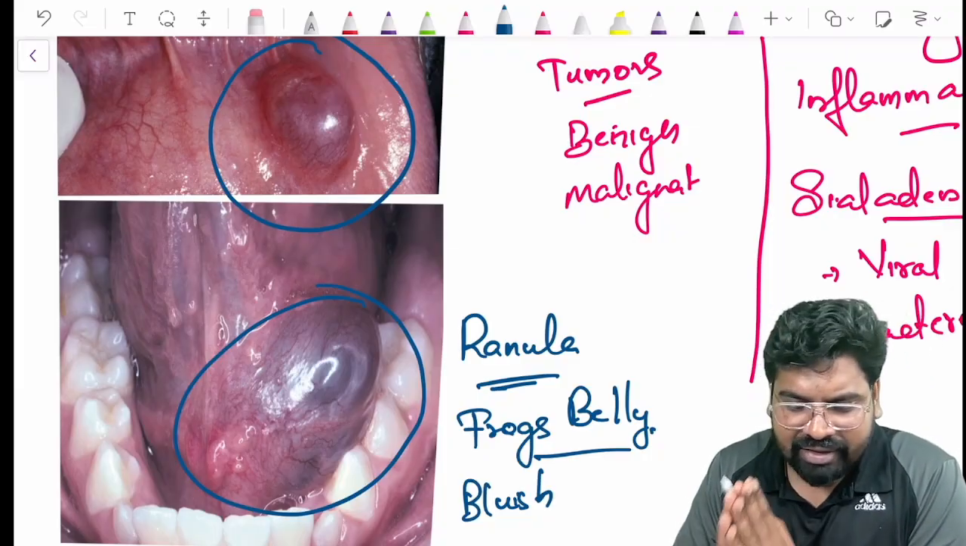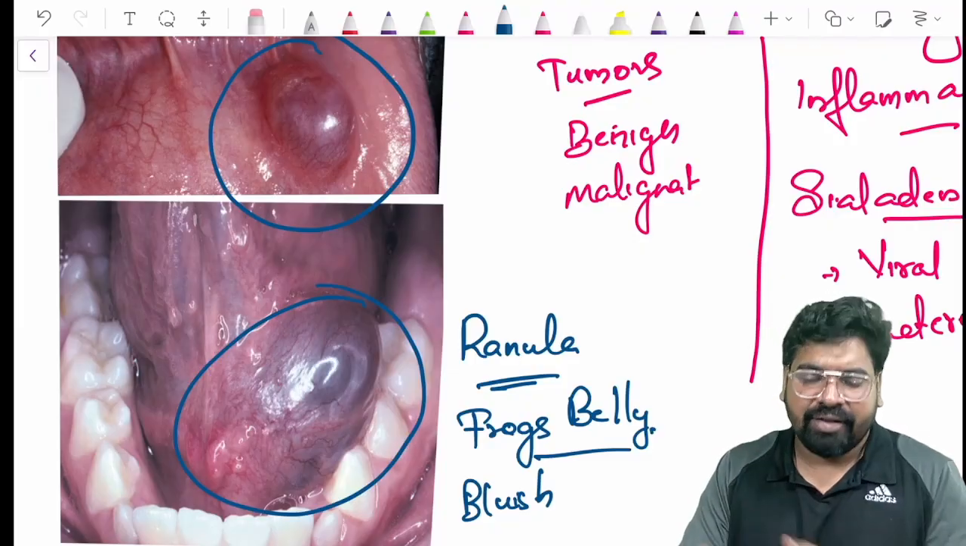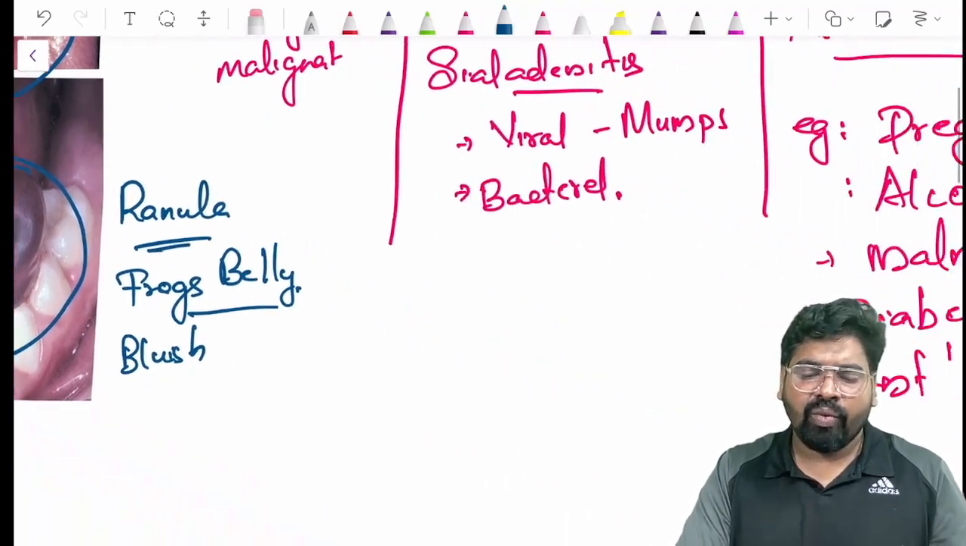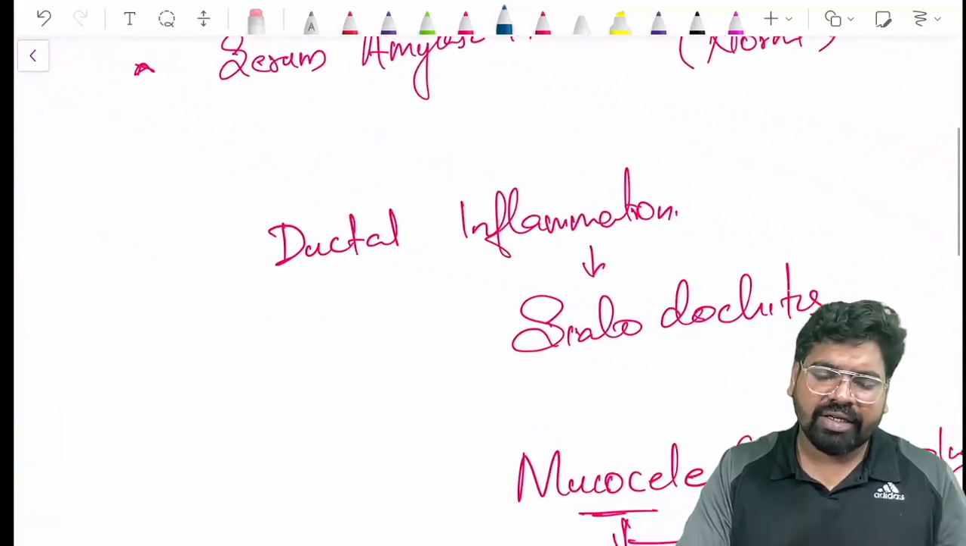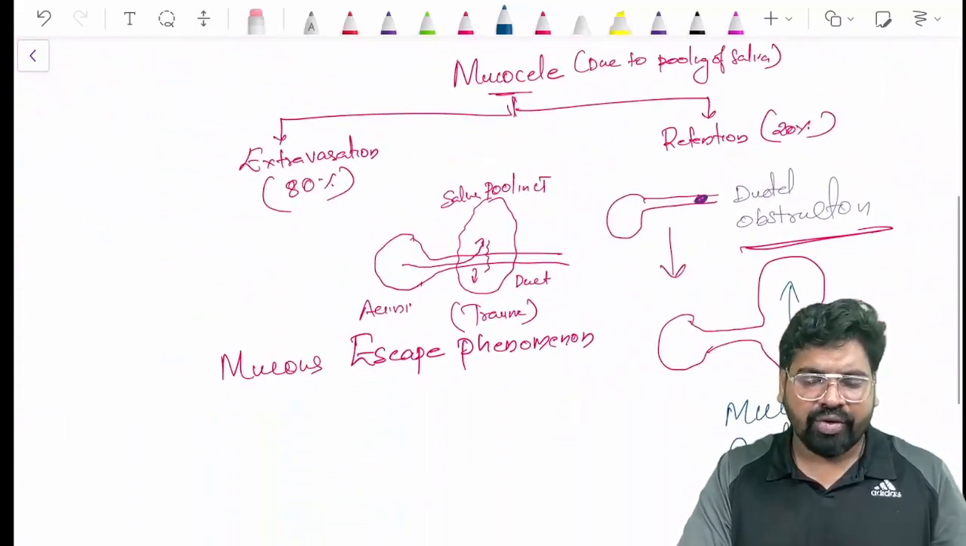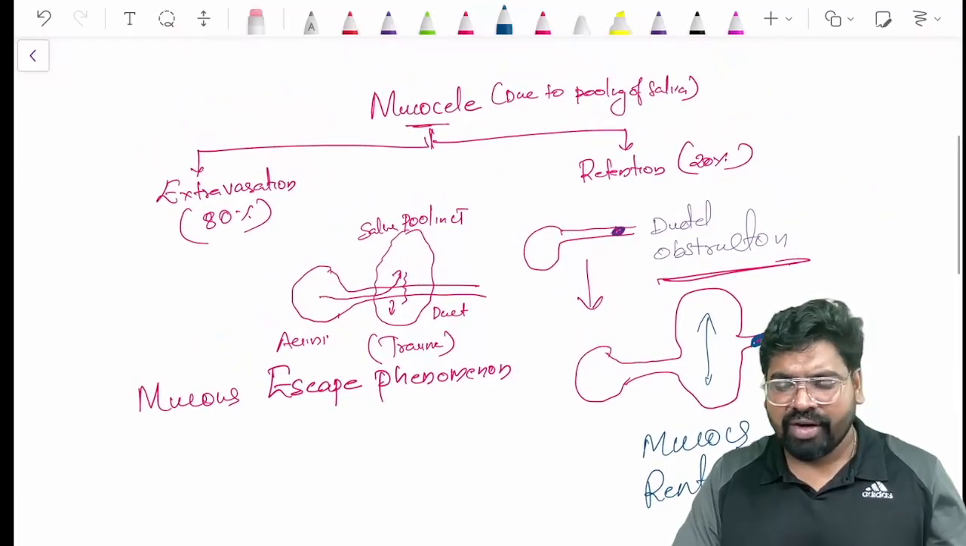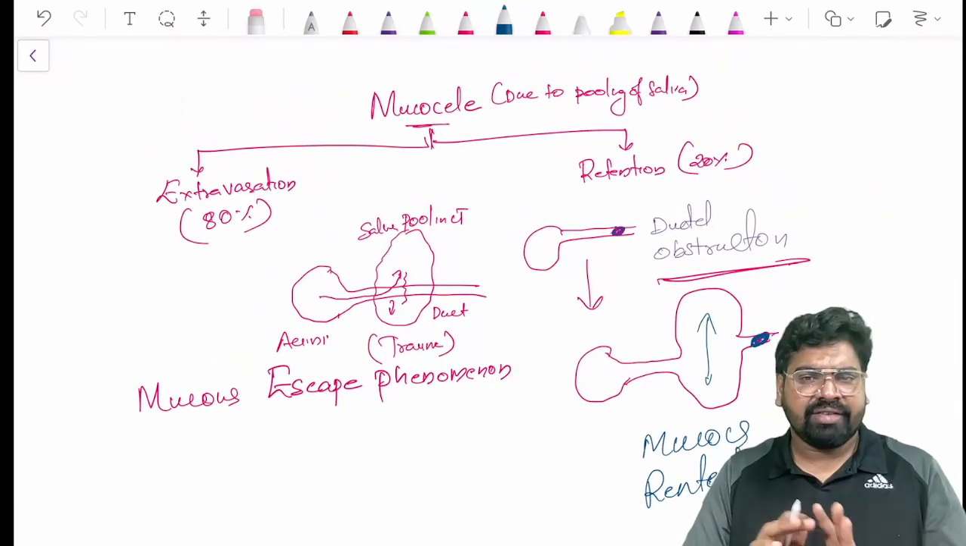So this is the concept of mucocele. There is not much you should learn about the histology of mucocele. You should understand what a ranula is and what a mucocele is. This is the concept.